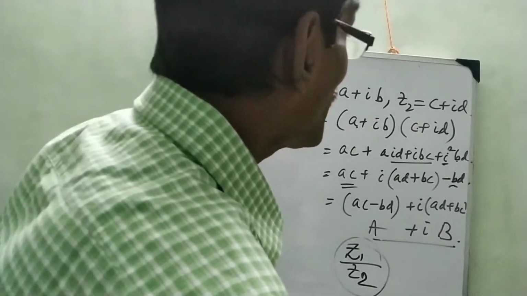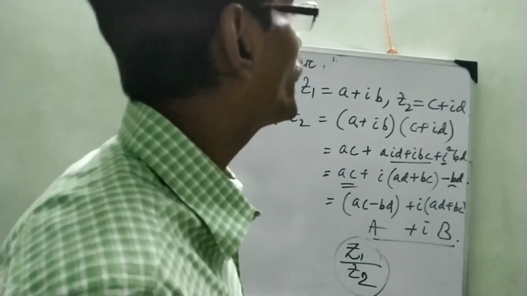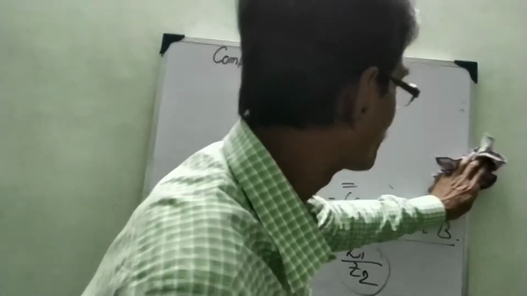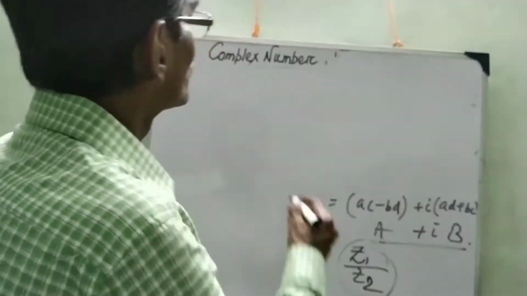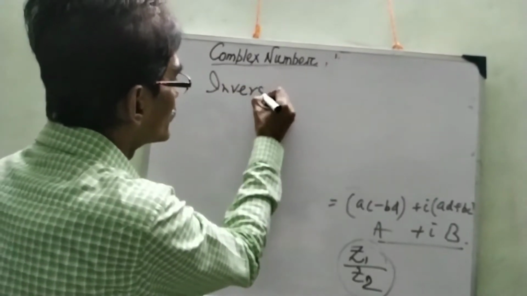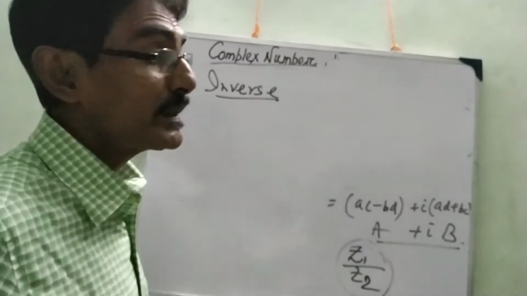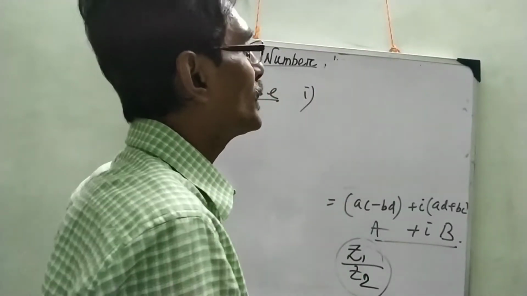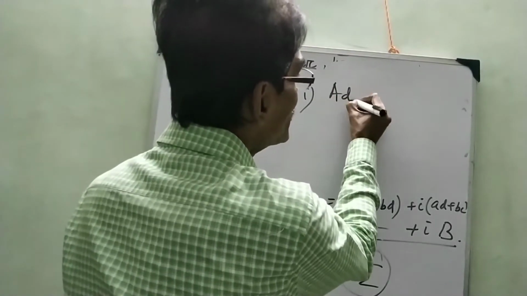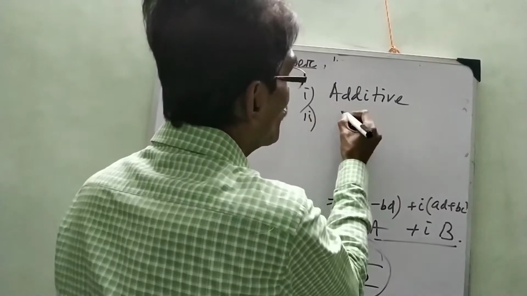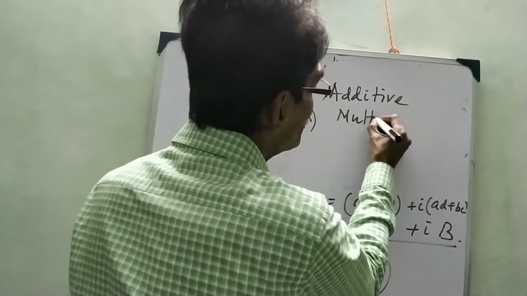Now one more thing I want to discuss today for complex numbers, the two important terms. Number one, inverse. There are two types of inverse for the complex number. Number one, additive, very simple, and number two, multiplicative.